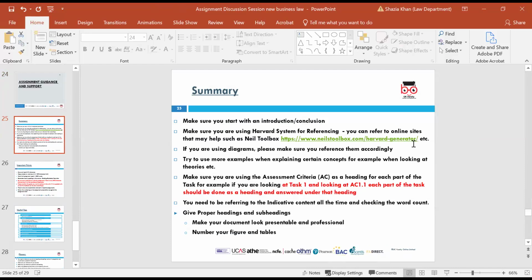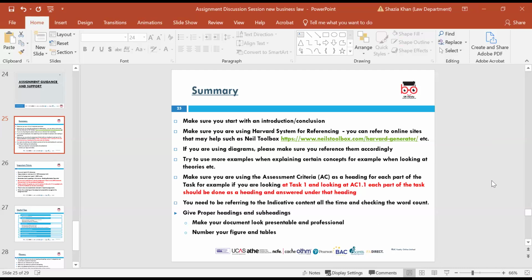It's a generator. This generator will identify and make up the reference for you using the book you put in, the title you put in, the edition you put in, the year of the book and where it was published. It will make it for you with all the dots and commas in the right place. There are other generators online that you can use, but this is the one that I refer to students and is used quite often. If you're using diagrams, please make sure you reference them accordingly.